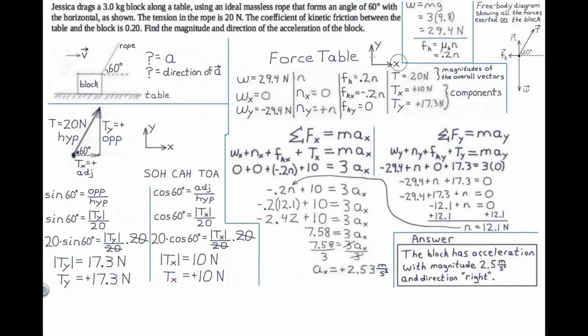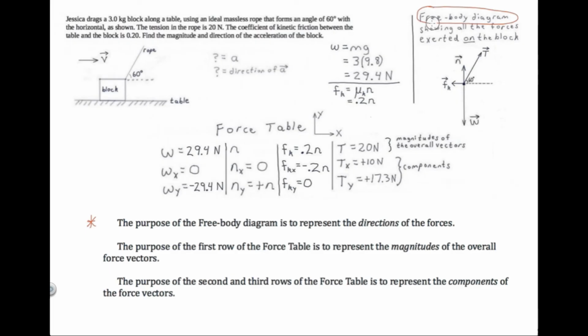Now, let's do a recap of our work on this problem. The purpose of this problem was to introduce the step-by-step method for solving Newton's second law problems. The basic process is first, free body diagram, then force table, then Newton's second law equations. The purpose of the free body diagram is to represent the directions of the forces. The purpose of the first row of the force table is to represent the magnitudes of the forces.